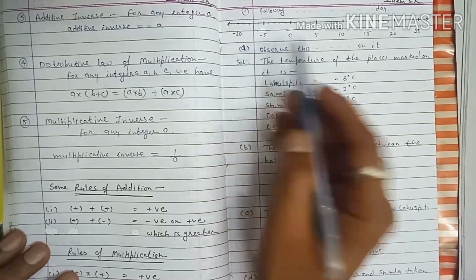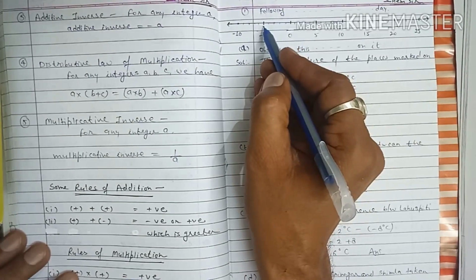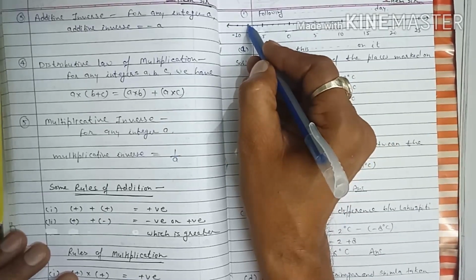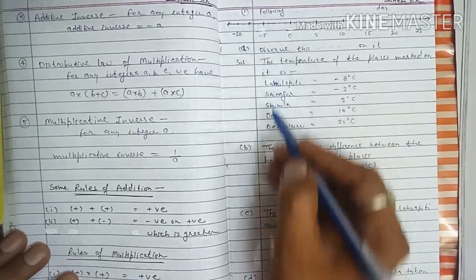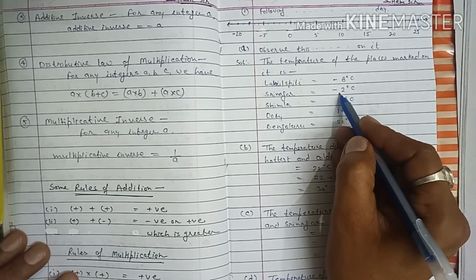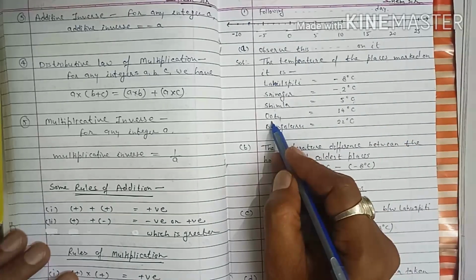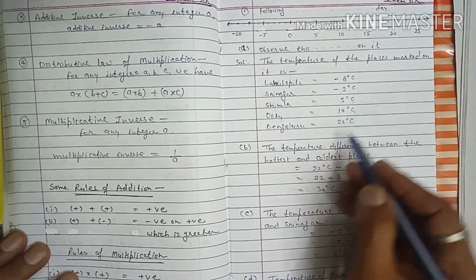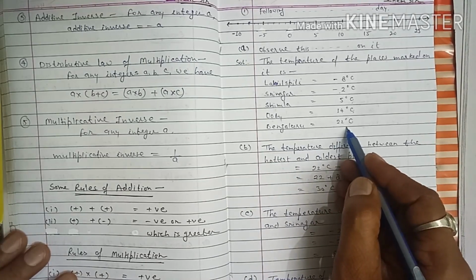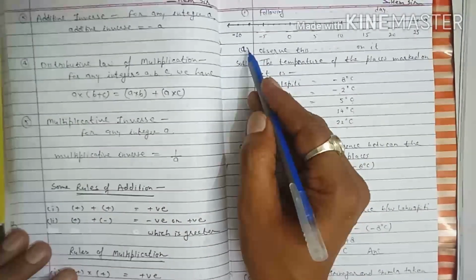Lahaul-Spiti -8, because this is the value. Srinagar -2, Shimla 5, Ooty 14, Bengaluru 22 degrees centigrade. This is the temperature of all cities marked on the diagram.